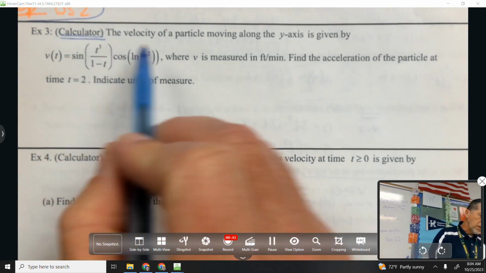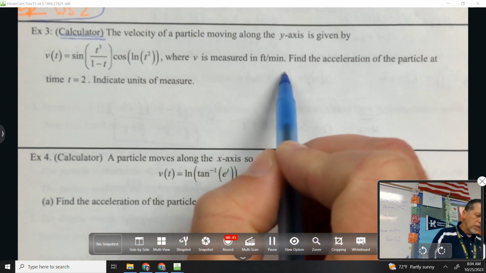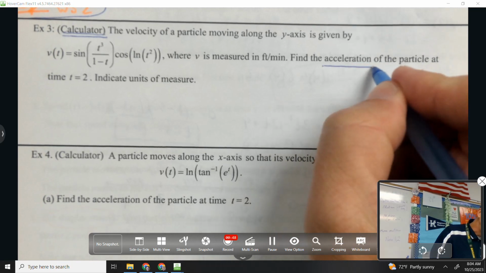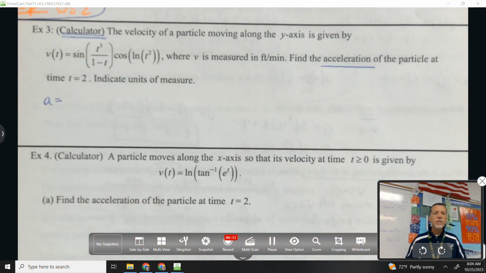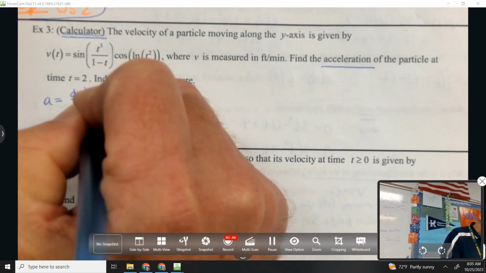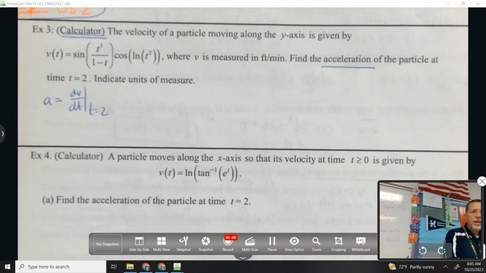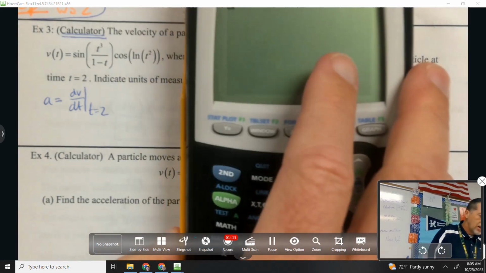So example 3, the velocity of a particle is given by that terrible thing, where v is measured in feet per minute. Find the acceleration of the particle at time equals 2. Okay, well, ignore the fact that this velocity looks awful. Just in general, how do we find the acceleration if we know a velocity? Take the derivative. So I want dv dt, and I would like it at t equals 2. Okay, so now this becomes a calculator thing. Like, well, how do I get my calculator to do that?